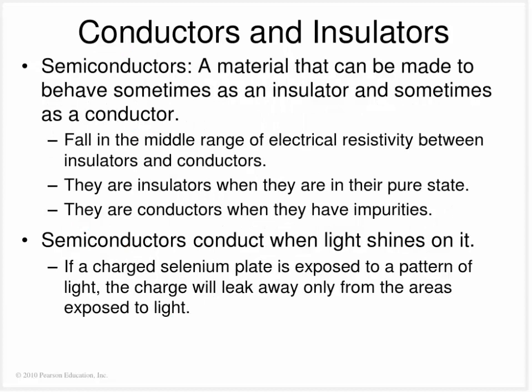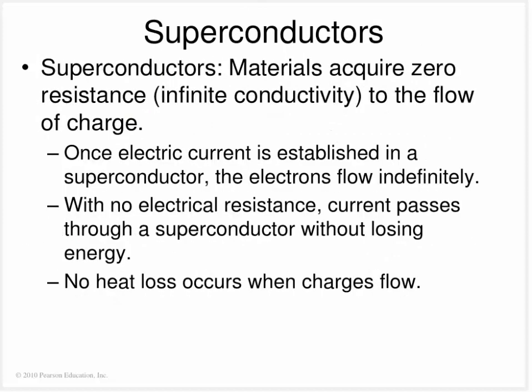We also have things that are called semiconductors, and sometimes they can be an insulator, and sometimes they can be a conductor. Essentially, they're insulators when they're pure, they're conductors when they have impurities. Kind of an example of a semiconductor would be a solar panel. And a solar panel, when it's exposed to light, it's going to be able to produce charge, and that's going to be just an example of a semiconductor device.